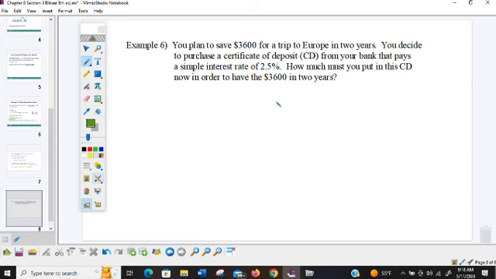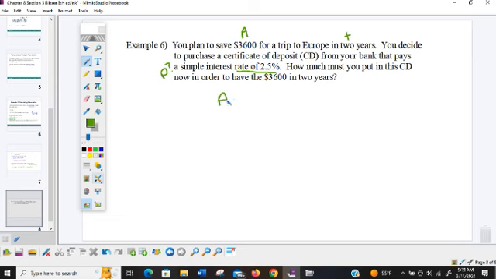We're going to look at one more example about future value. This one says you plan to save $3,600 for a trip to Europe in 2 years. So this is what we need. This is our A, our future value. And 2 years is our T, our time. You decide to purchase a certificate of deposit from your bank that pays a simple interest rate, so here's our R, of 2.5%. How much must you put in the CD now? So we're looking for our P. That's what we don't have, in order to have $3,600 in 2 years.